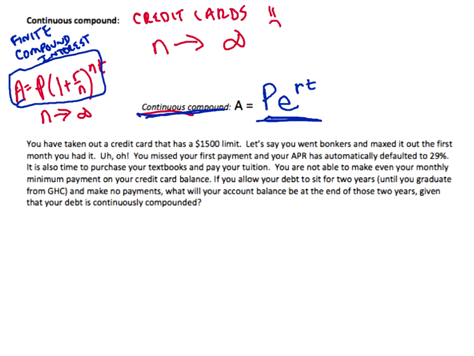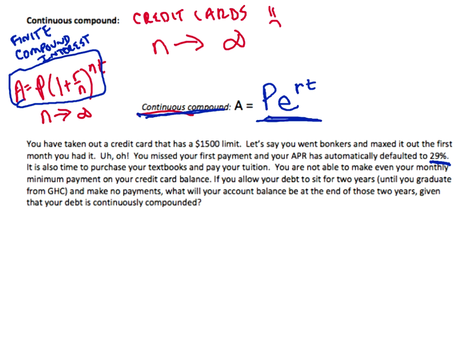All right, so you miss your first payment, and it skyrockets to 29% interest. It is also time to purchase your textbooks and pay your tuition. So you're not able to make your monthly payment now, not even your minimum payment on your credit card balance. This is a terrible, terrible idea, by the way. So you're going to let your credit card balance just sit, and it's accumulating all that interest. We're not even going to consider the fees that they're going to be charging you out the wazoo. And by the way, they're going to turn this credit card off, but it's still going to be accumulating interest.